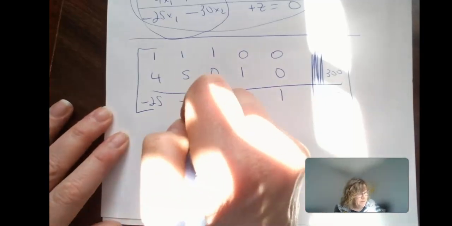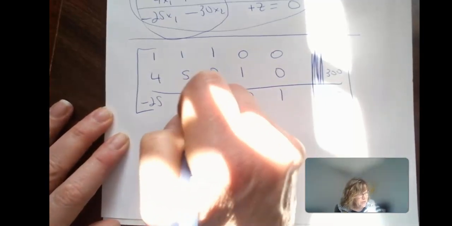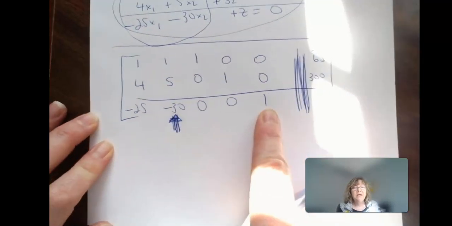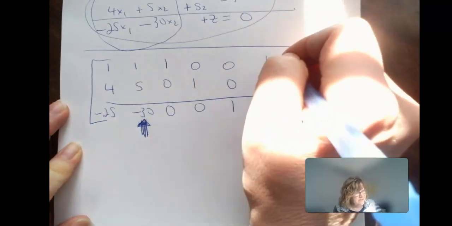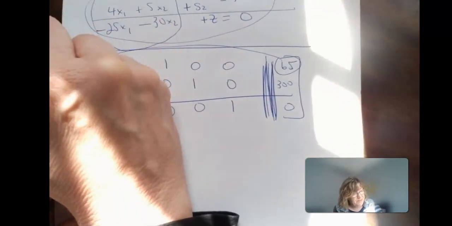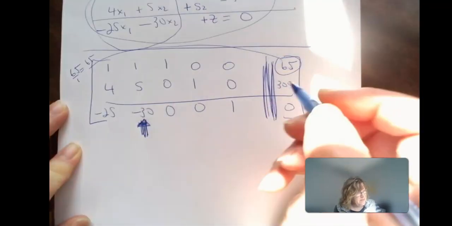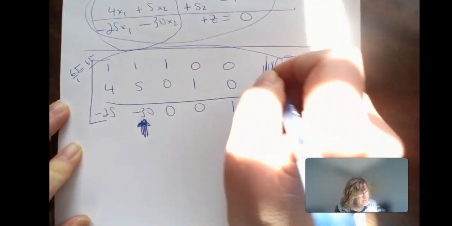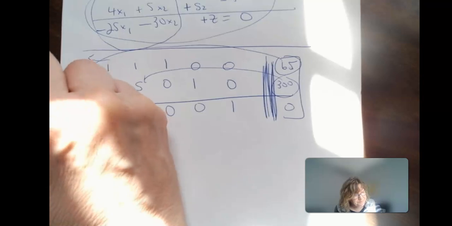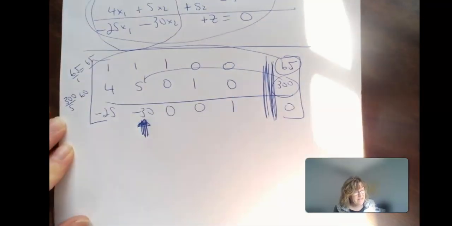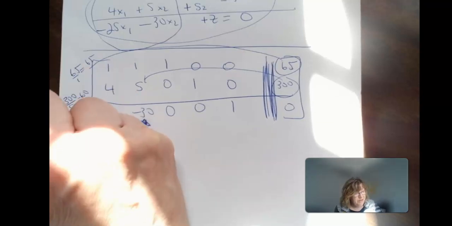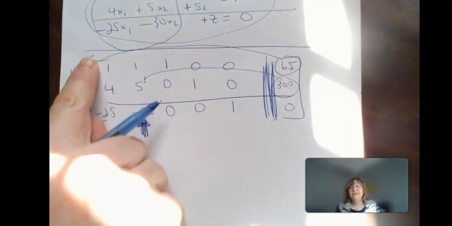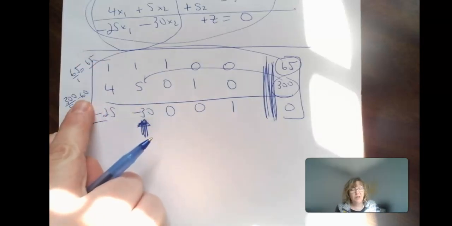All right, pick the most negative in the objective row. So go to the bottom row, okay? Most negative. Then you do ratios. So you take 65, divide by 1. That's just 65. And then you're going to take 300 divided by 5. And I think that's 60. And you want to pivot on the smallest ratio. So when you divide, you want to pivot on the smallest number. So 60 is smaller. So we're going to pivot on the 5.